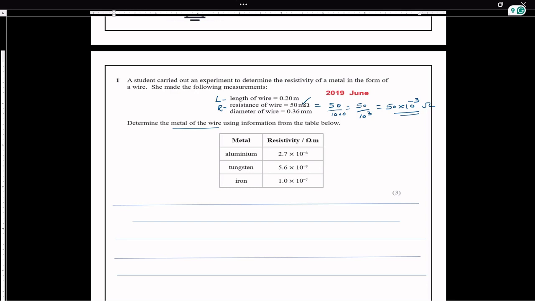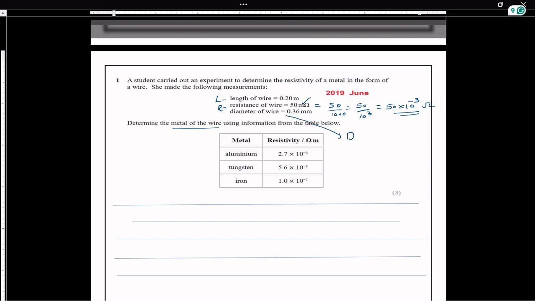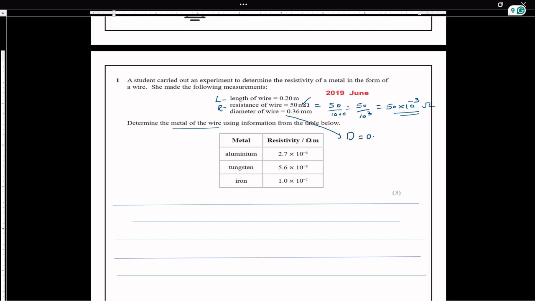Then what about the next information given? This is the diameter given here. Diameter is 0.36 millimeter. We have seen in the previous case that whenever the prefix milli comes, you can multiply the term with 10 to the power of minus 3. So it is 0.36 times 10 to the power of minus 3 meters.